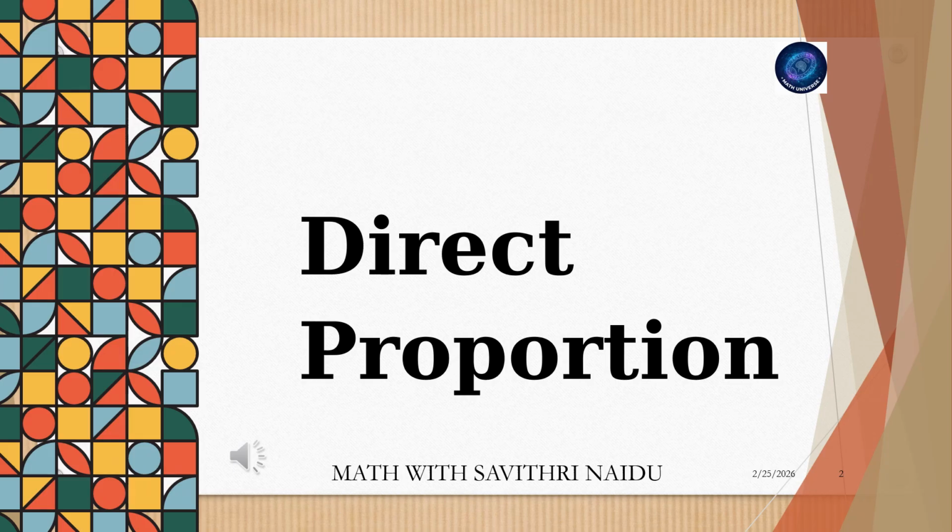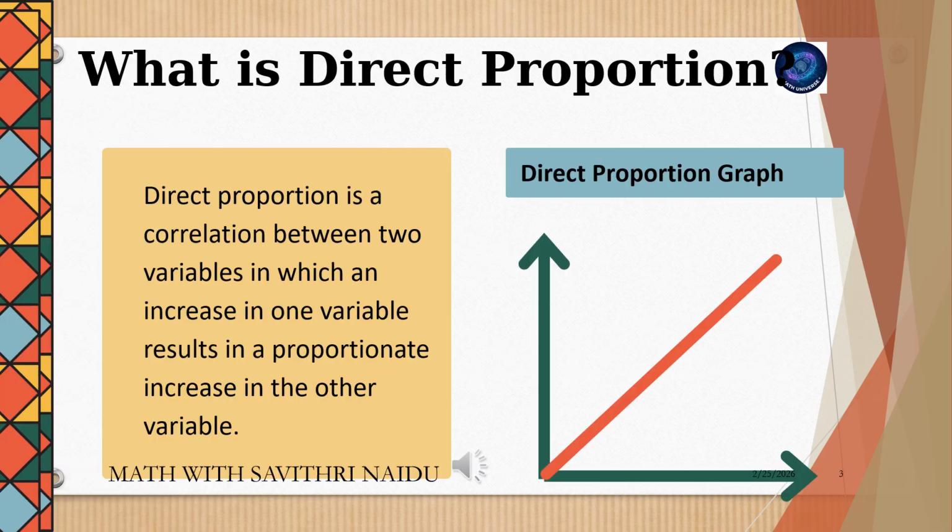In this section, we begin with direct proportion. Let's understand what it means and why it is useful. Direct proportion describes a relationship where an increase in one quantity leads to a proportional increase in another. This means if one value doubles, the other also doubles. The graph of a direct proportion always forms a straight line passing through the origin.